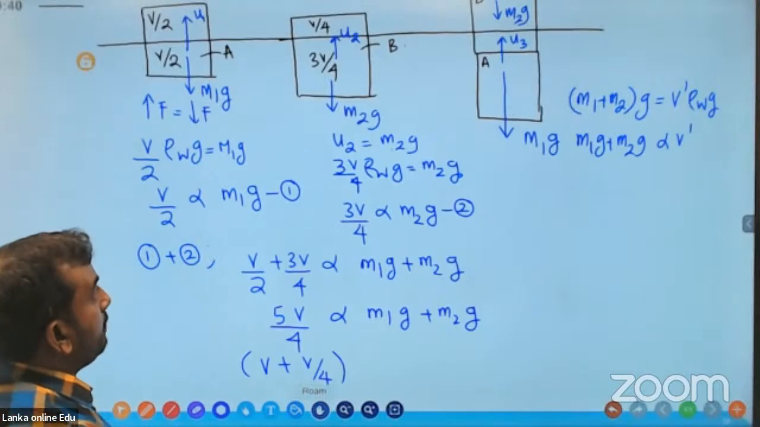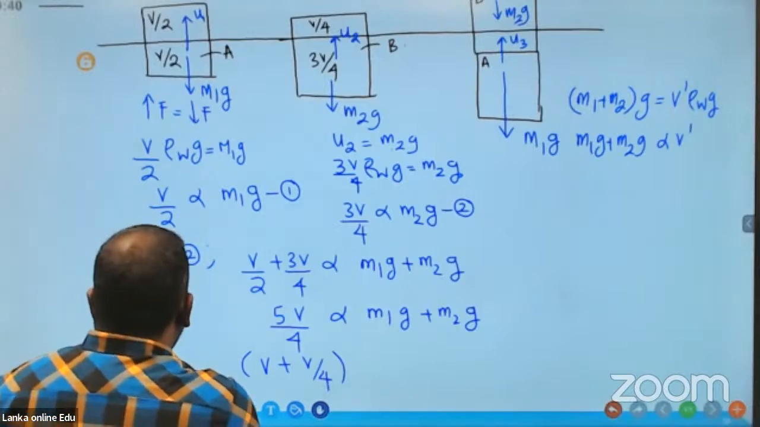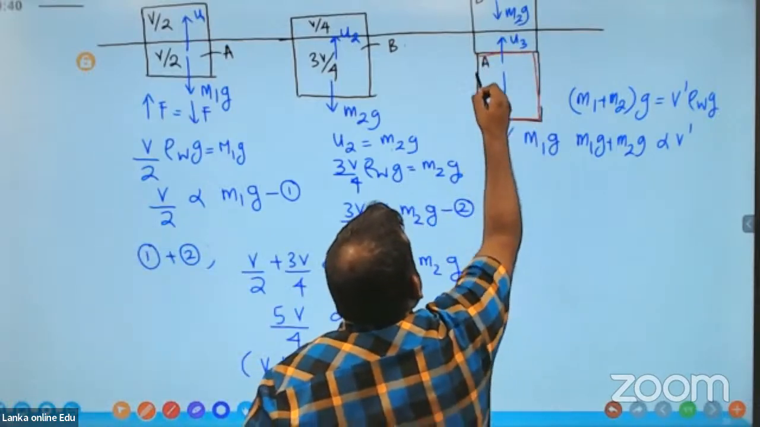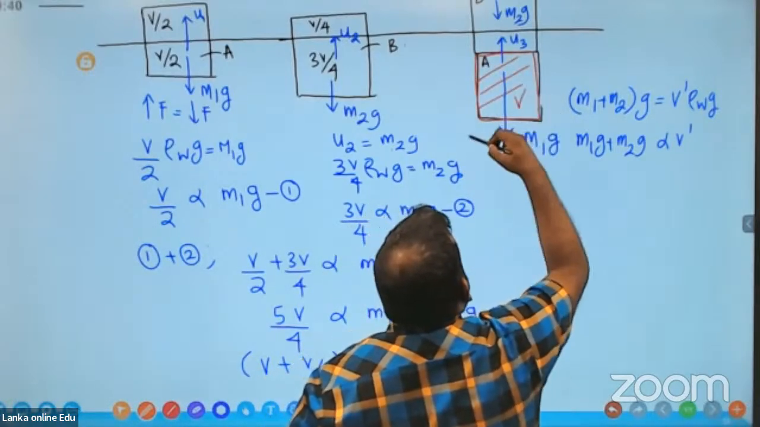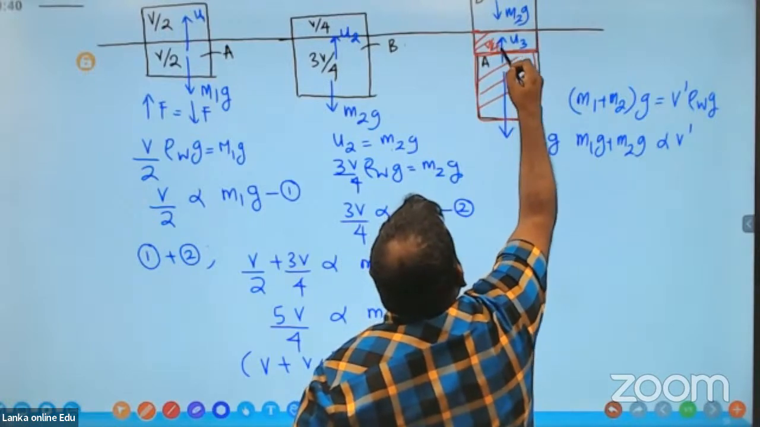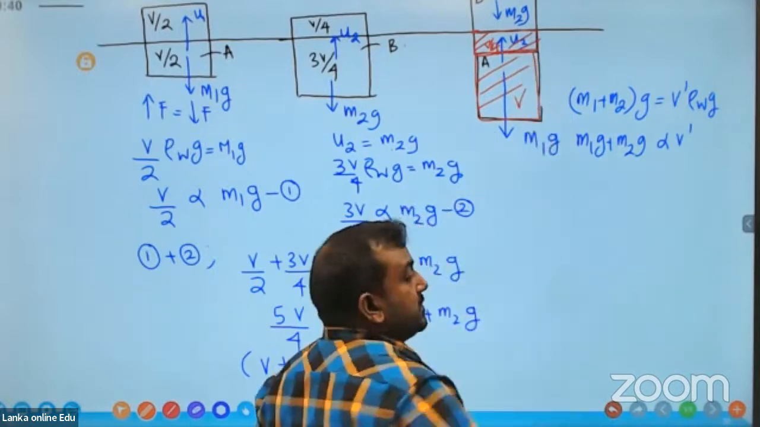V plus V over 4. That means what? If I use a different color to show it, this whole thing is V, fully submerged V. This is V plus another quarter. So a quarter of V, V over 4, plus V.